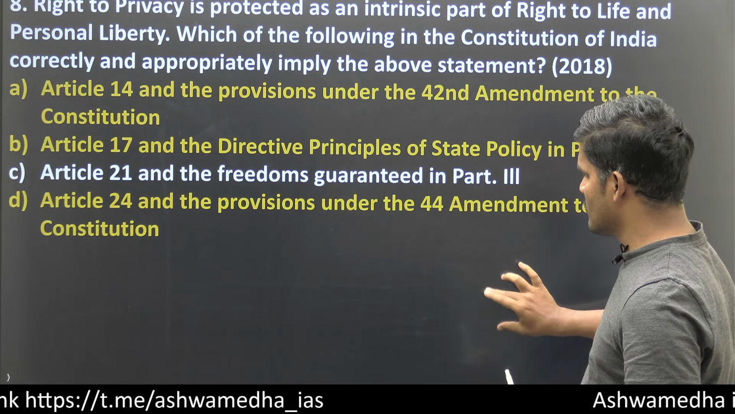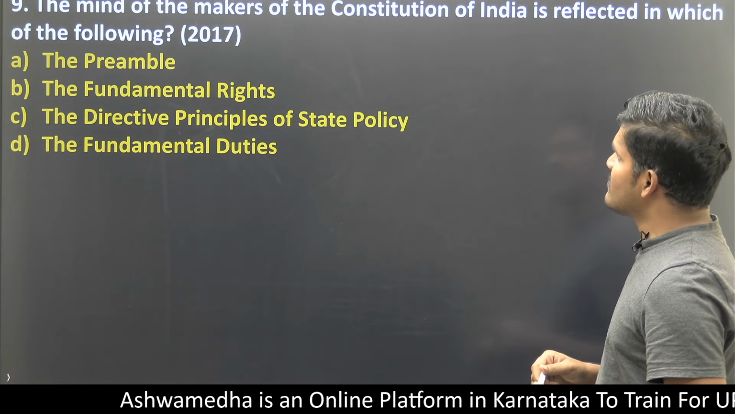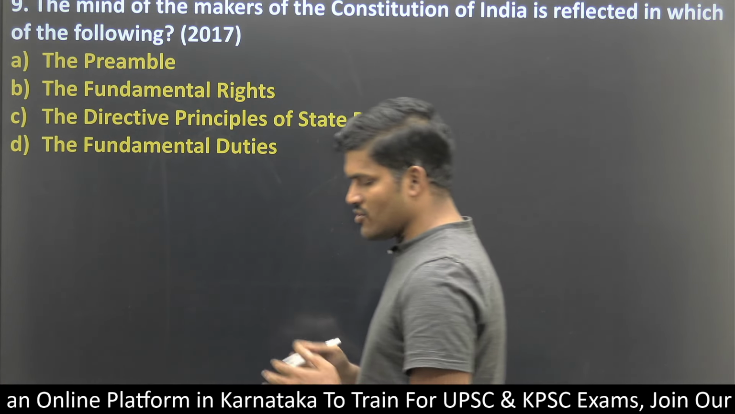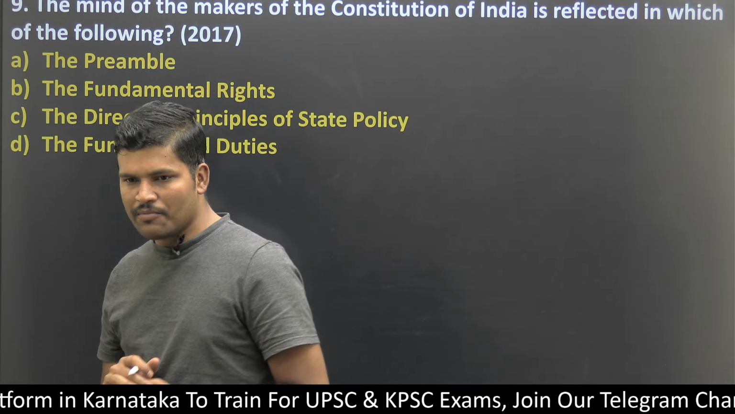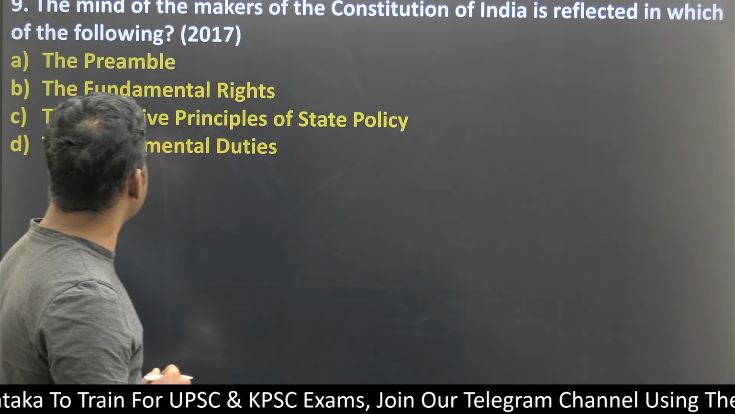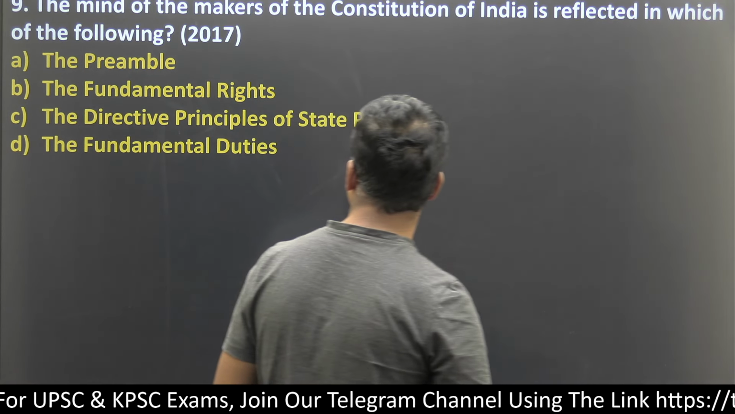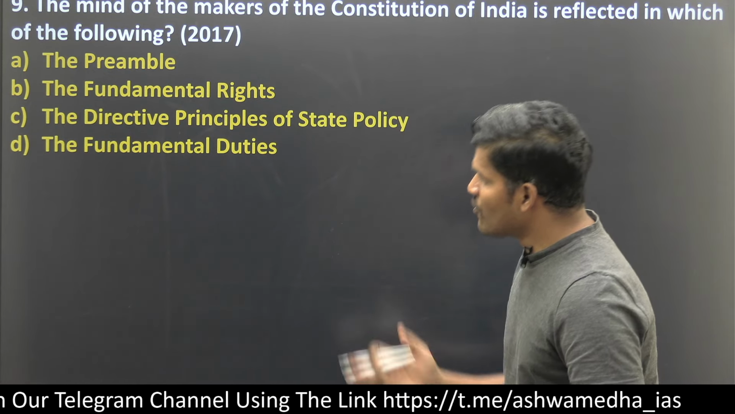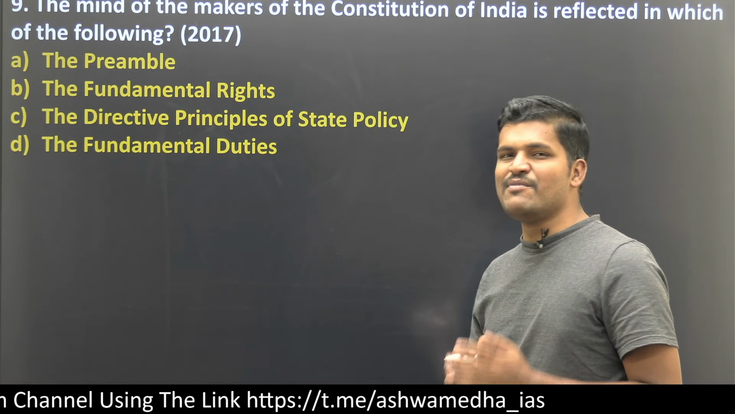Then question number 9. The mind of the makers of the Constitution of India is reflected in which of the following? After seeing the question, we should look into the options. Option A, preamble. Option B, the fundamental rights. Option C, DPSP. Option D, FD. If you see the 4 options, all of them are repeated themes in nature.